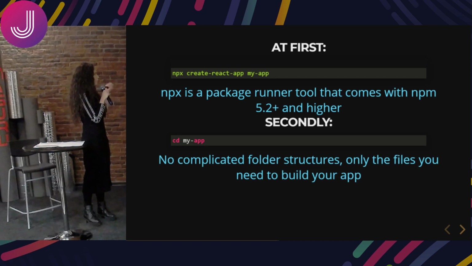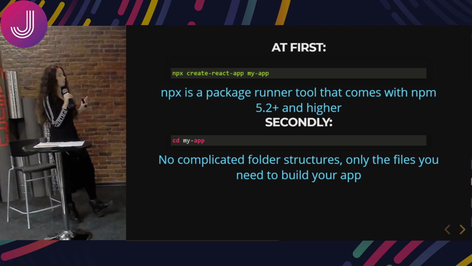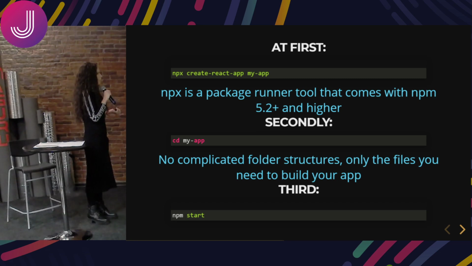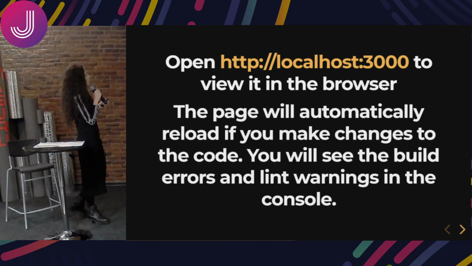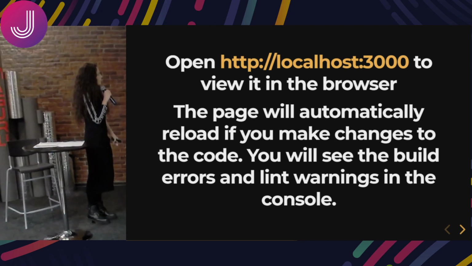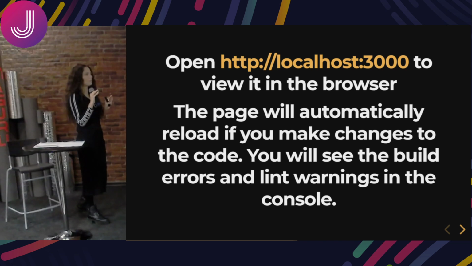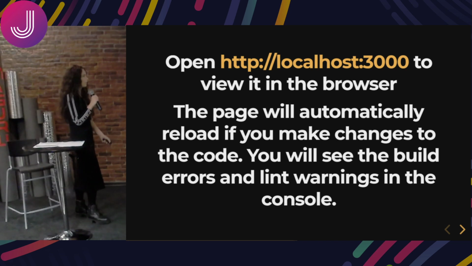After that, we go to the folder my-app. And we have to notice that there is no complicated folder structure, only the files you really need to build your app. After that, we just write some build commands, for example, npm start. And after all of that, we open localhost:3000 to view it in the browser. And actually, if you want to change something in your code, it automatically reloads everything. And if you have any errors, lint errors, or something like that, you will see them in the console log.